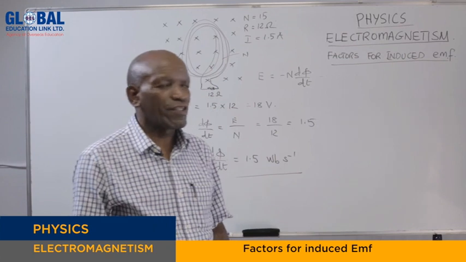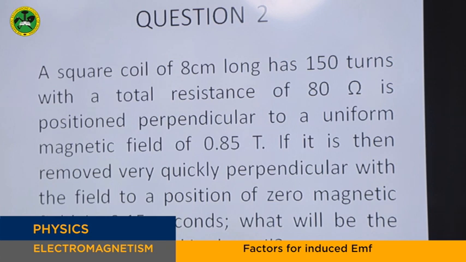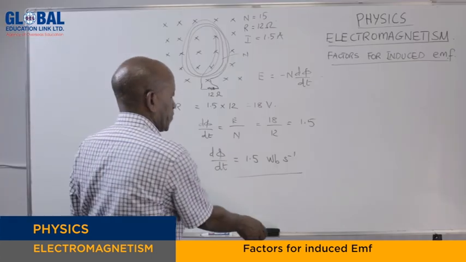Okay, students, let's go to the second question. The second question goes like this. A square coil of 8 centimeters long has 150 turns with a total resistance of 8 ohms. It is positioned perpendicular to a uniform magnetic field of 0.8 Tesla. If it is then removed very quickly, perpendicular to the field, to a position of 0 magnetic field in 0.15 seconds, what will be the energy dissipated in the coil? So that is the question.